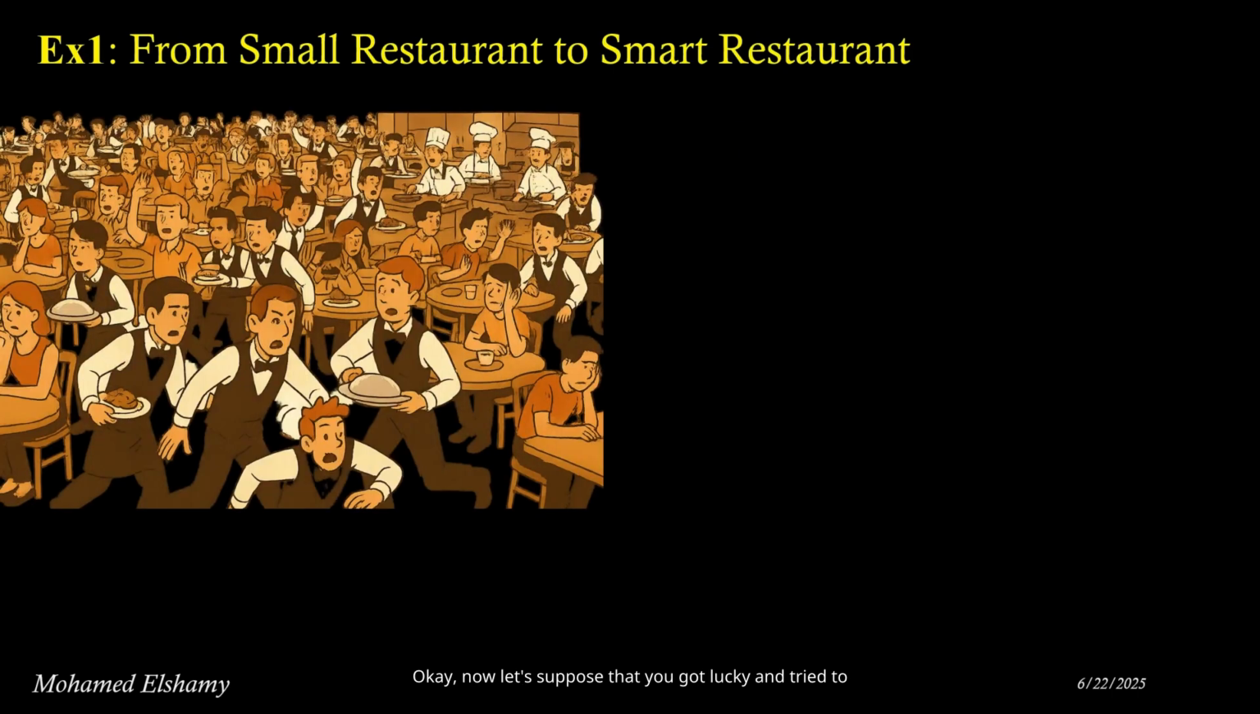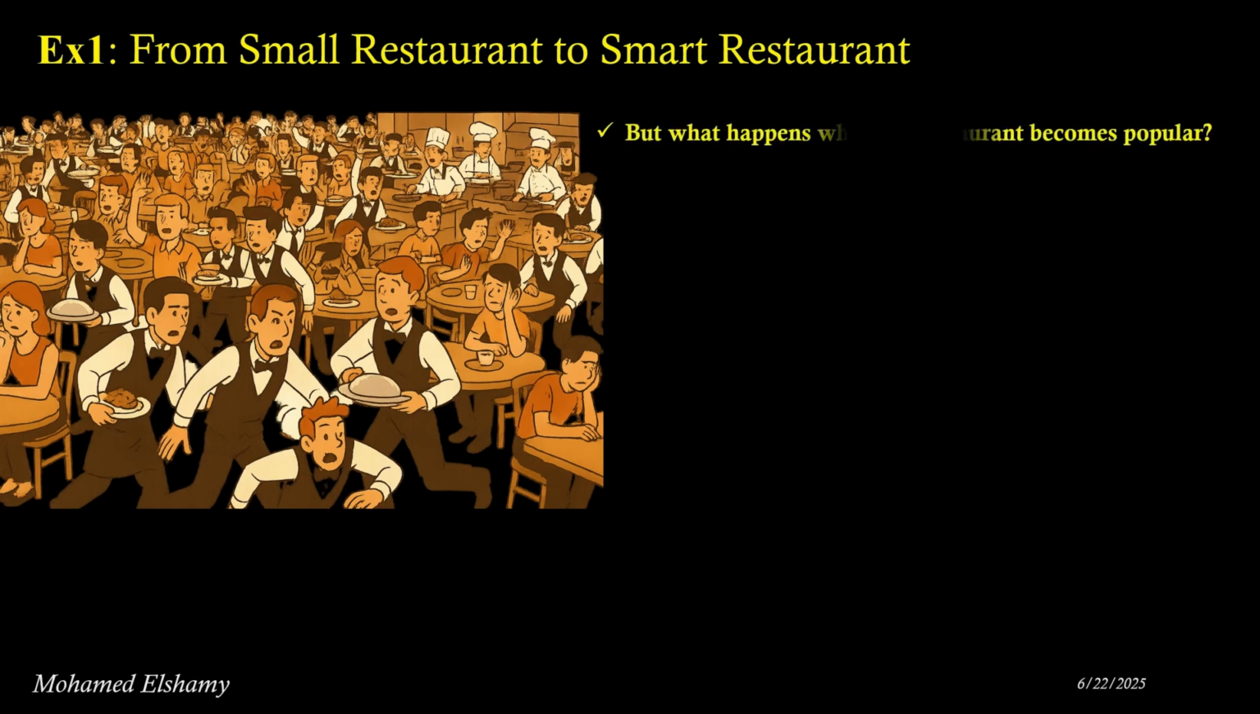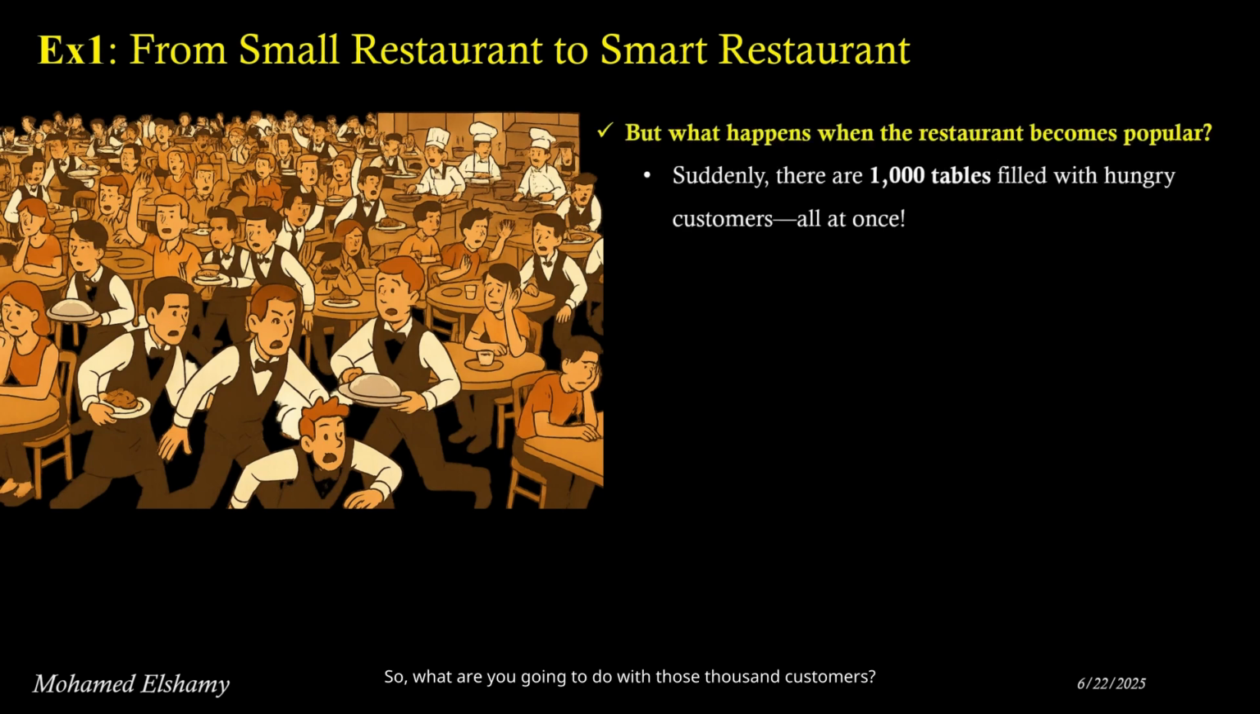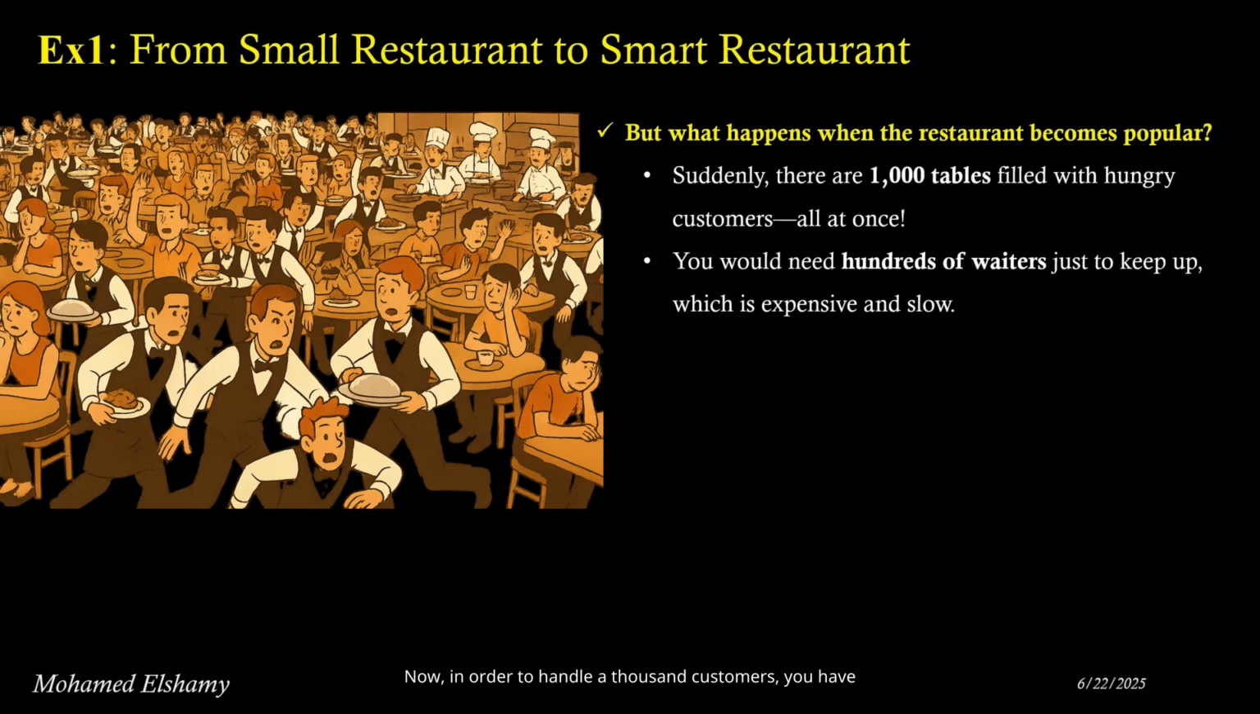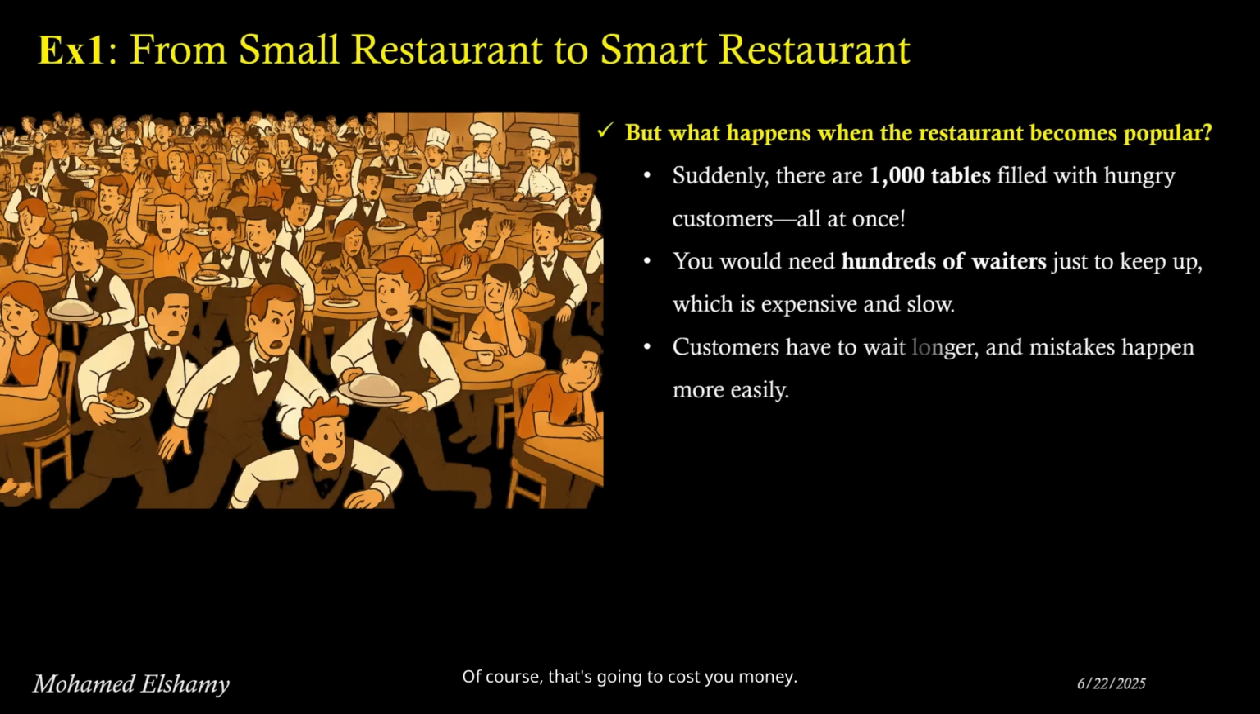Okay, now let's suppose that you got lucky and tried to expand this restaurant, and you started getting, say, about 1,000 customers a day. Right? So what are you going to do with those 1,000 customers? Now, in order to handle 1,000 customers, you have to hire new staff. Like, you need to hire new waiters. Okay? Of course, that's going to cost you money. And naturally, because of the crowd and the large number of orders, the orders will be delayed. And since we're human, it's only natural that mistakes will happen during the process of serving the food or getting the orders out to the customers.